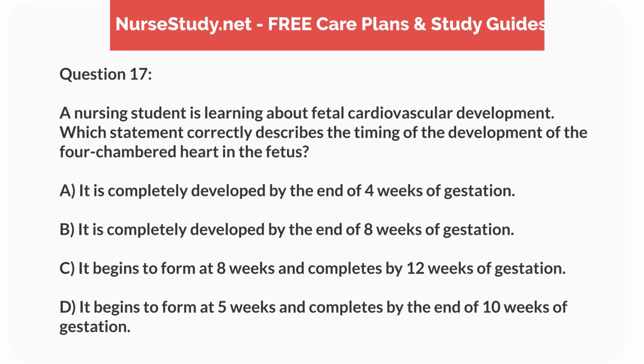Question 17. A nursing student is learning about fetal cardiovascular development. Which statement correctly describes the timing of the development of the four-chambered heart in the fetus? A. It is completely developed by the end of 4 weeks of gestation. B. It is completely developed by the end of 8 weeks of gestation. C. It begins to form at 8 weeks and completes by 12 weeks of gestation. D. It begins to form at 5 weeks and completes by the end of 10 weeks of gestation.